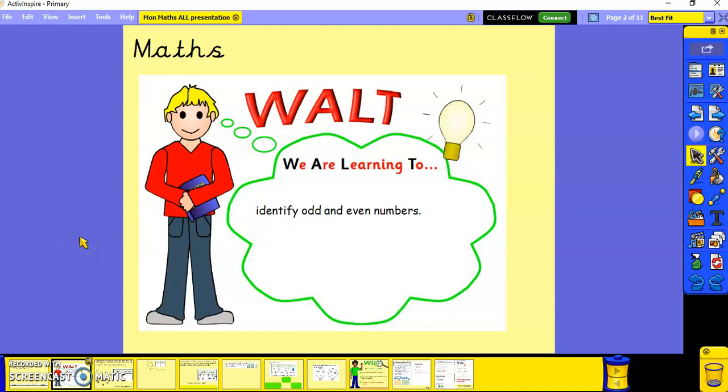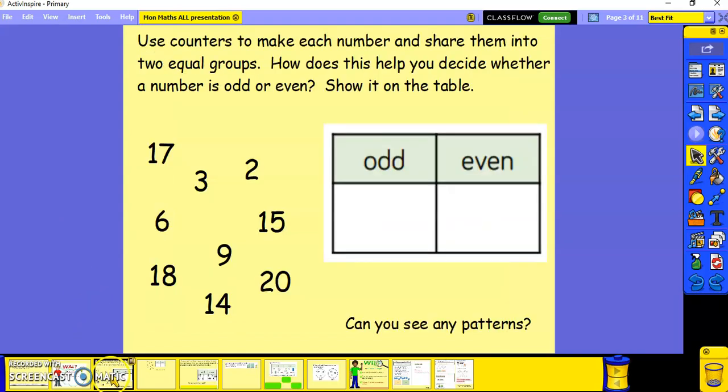Okay, so today's maths lesson, we are learning to identify odd and even numbers. For the beginning of today's lesson, you're going to need some counters or some objects to make a number and share them into equal groups and see if this can help you decide whether a number is odd or even. It doesn't need to be counters, it could be stones or beads or pieces of pasta, just something that you can move around and share into equal groups. And the biggest number that you're going to be using is 20. So pause the video while you go and find your bits and pieces.